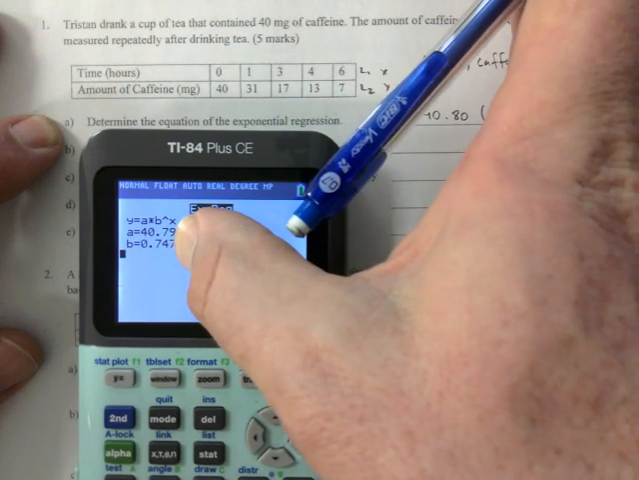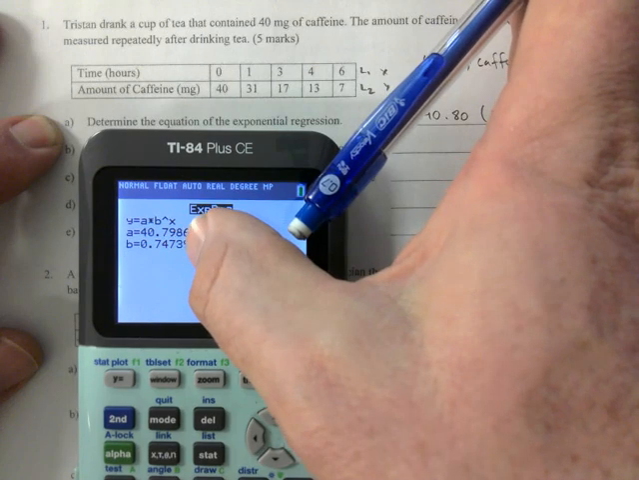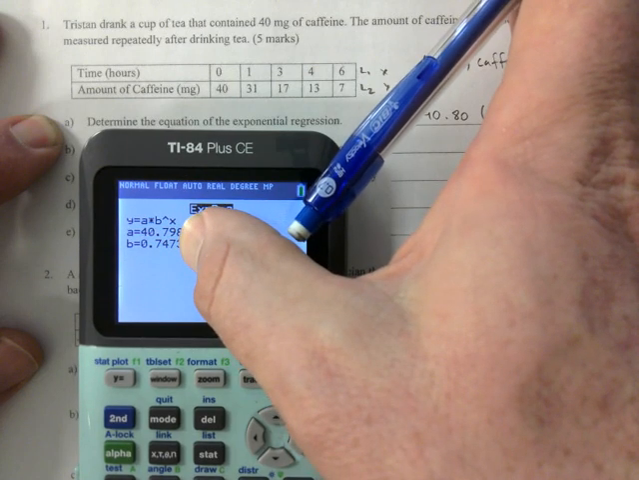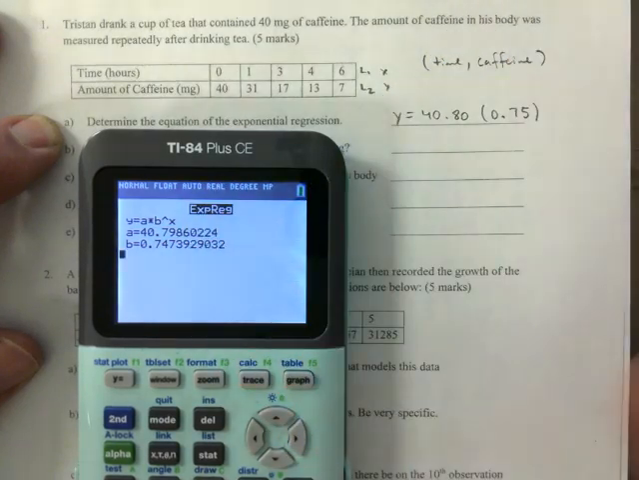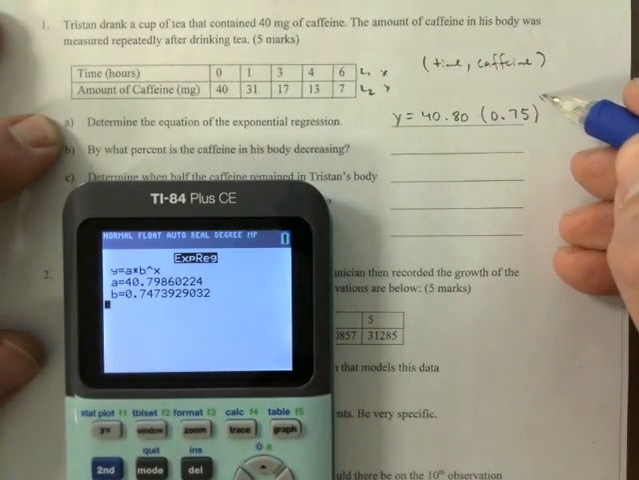3 decimals would be 0.7474. If it's 4 decimals, it's 0.7475 because the 9 bumps that up. So you know what I'm saying. And don't forget the exponent there.